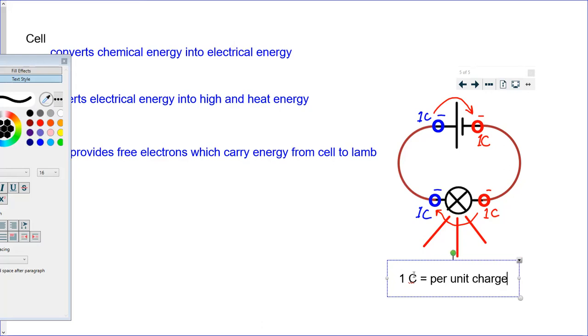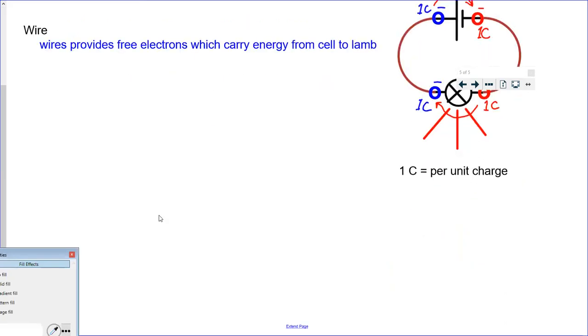Is that right? Can I write 1 coulomb as per unit charge? Yes. So there is a term which we are going to discuss right now. As it gets transferred, we have discussed energy transferred per unit charge. As this 1 coulomb per unit charge passes through the battery or the cell, there is an energy transfer taking place. That energy transfer we define as voltage. What is voltage? It's the energy transferred per unit charge.